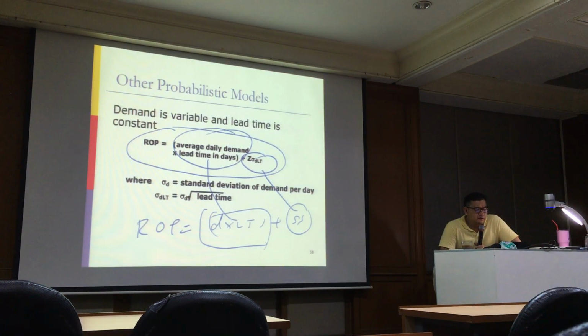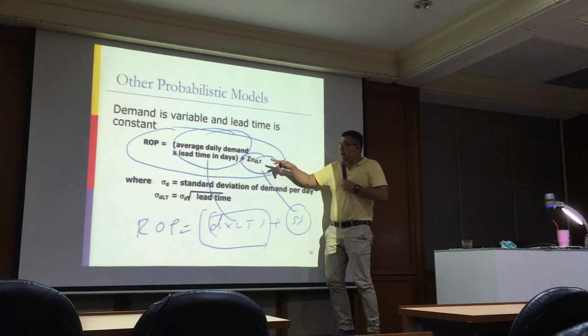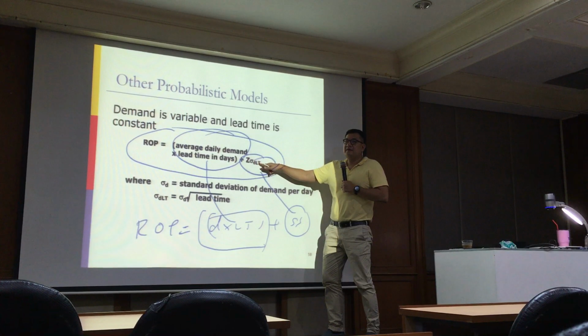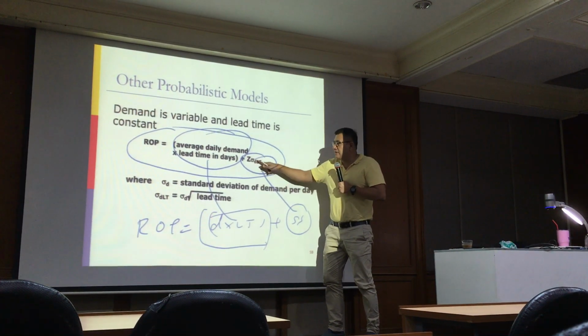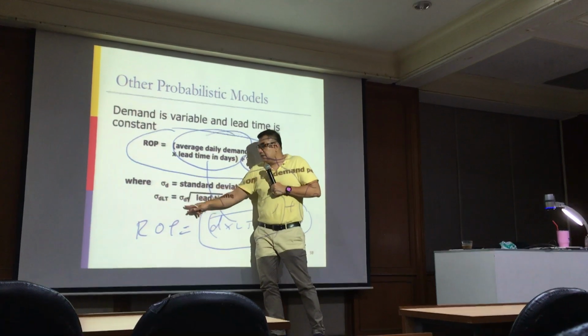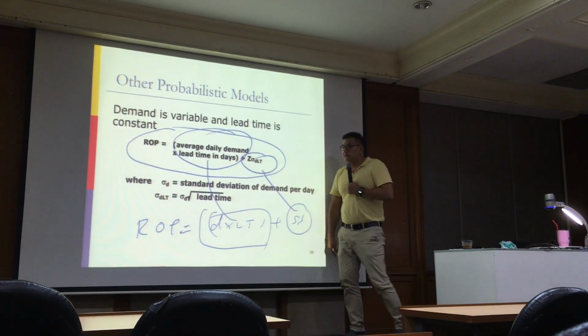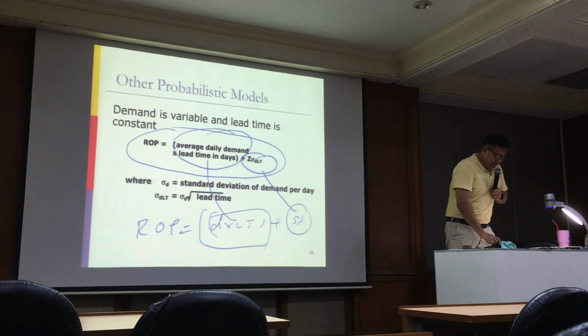And this one is going to be the safety stock. Again, using Z multiplied by the standard deviation of demand during lead time. But in this case, the standard deviation of demand during lead time is going to be the standard deviation of demand multiplied by the square root of lead time. So you're going to solve this one.